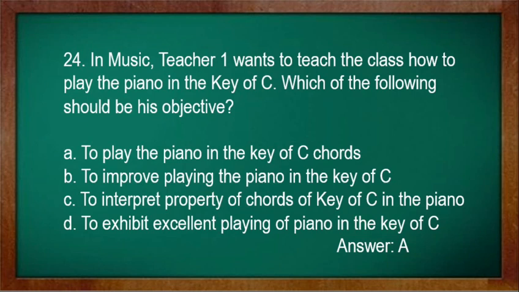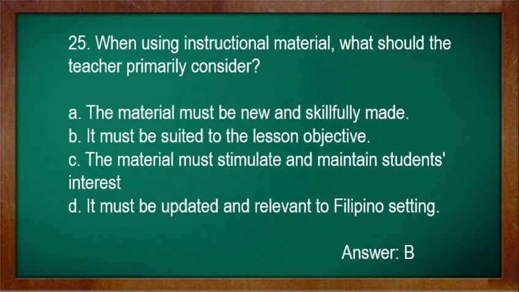Number 24. In music, Teacher 1 wants to teach the class how to play the piano in the key of C. Which of the following should be his objective? A. To play the piano in the key of C chords. B. To improve playing the piano in the key of C. C. To interpret property of chords of key of C in the piano. D. To exhibit excellent playing of piano in the key of C. Answer, A.